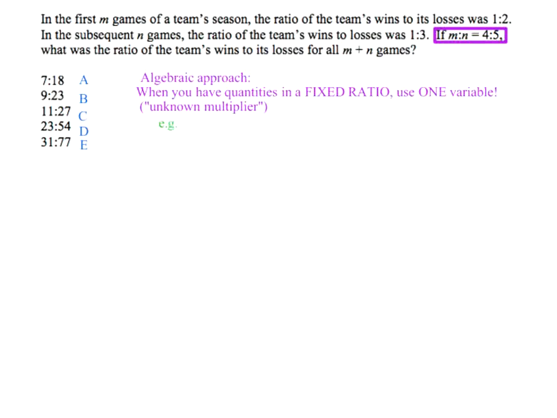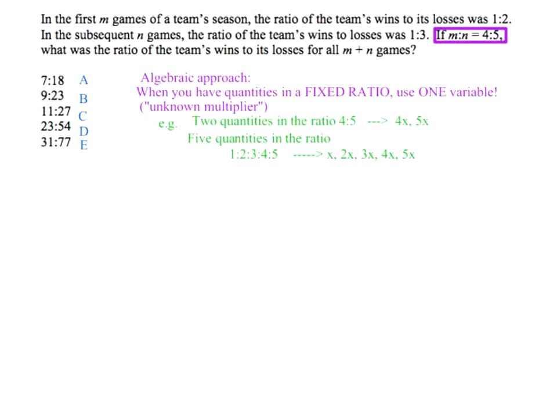So if you have 2 quantities in the ratio 4 to 5, like we have here, then you call them, like a couple people have said in the window, 4x and 5x. This applies no matter how many quantities are in the ratio. If you have 5 quantities in the ratio, like 1 to 2 to 3 to 4 to 5, then you just call them x, 2x, 3x, 4x, and 5x.